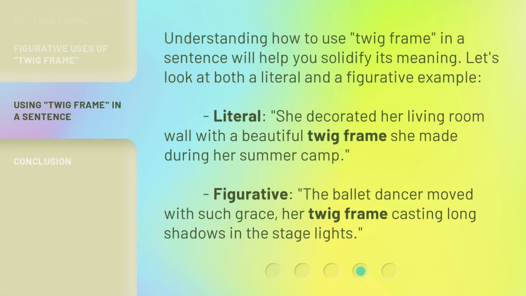Understanding how to use twig frame in a sentence will help you solidify its meaning. Let's look at both a literal and a figurative example. Literal: she decorated her living room wall with a beautiful twig frame she made during her summer camp. Figurative: the ballet dancer moved with such grace, her twig frame casting long shadows in the stage lights.